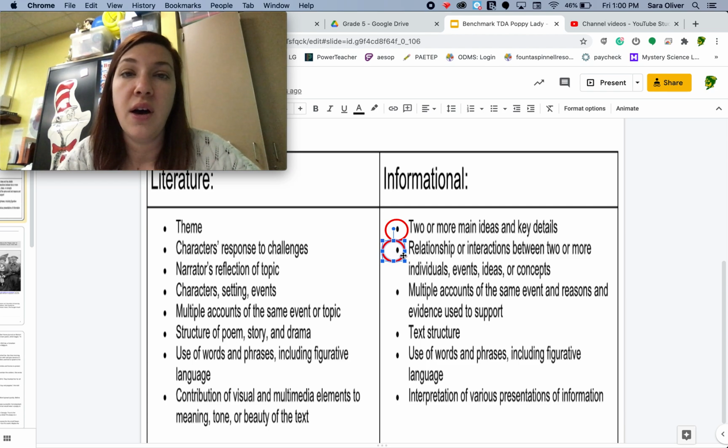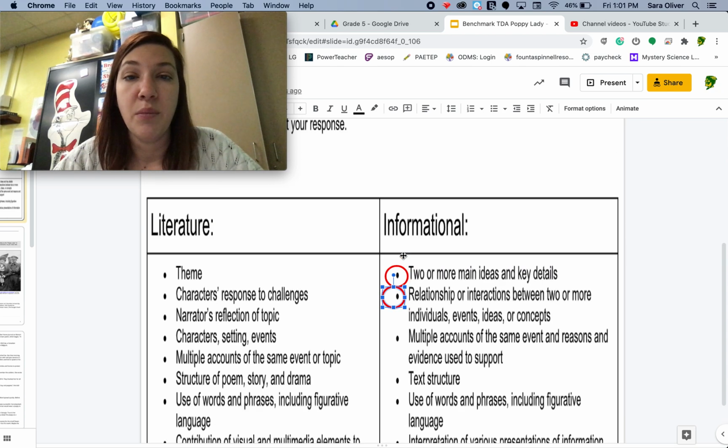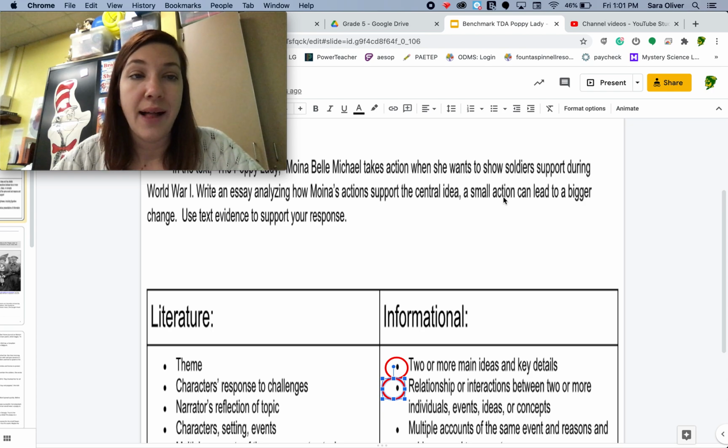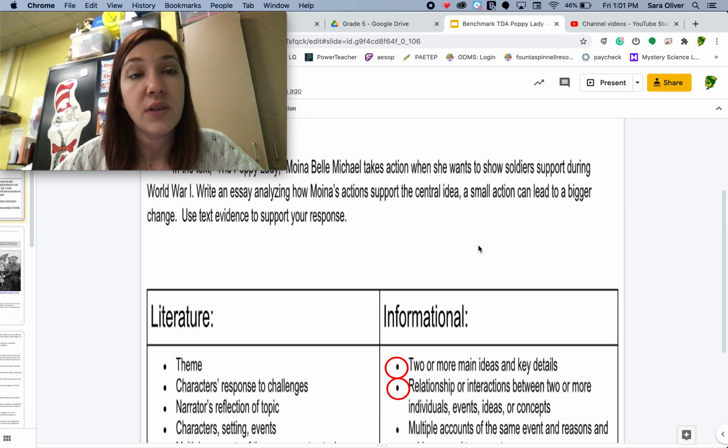So as I'm reading along, I want to be looking for evidence or proof that Moina had a small action that led to a bigger change. So I want some examples of how she did that throughout the text. It's also pretty good practice to focus on picking your evidence in different places throughout the text. So we don't want everything to happen at the beginning of the text or everything to just come from the end. So as you're reading along, you might want to think about your elements as you're reading the entire text instead of waiting until the end to go back for your evidence.